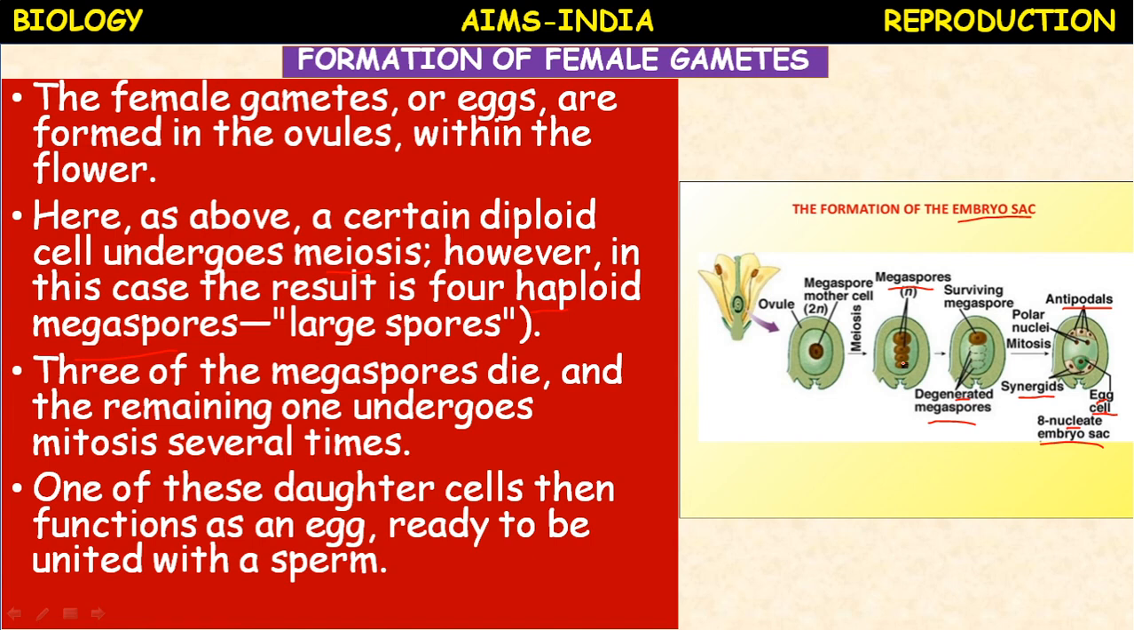Out of 4 megaspores in a linear tetrad, means straight tetrad, usually the upper 3 degenerate. Okay, it is mentioned reversely. Upper 3 will degenerate and the lowermost enlarges to become the functional megaspore. It is a surviving megaspore.